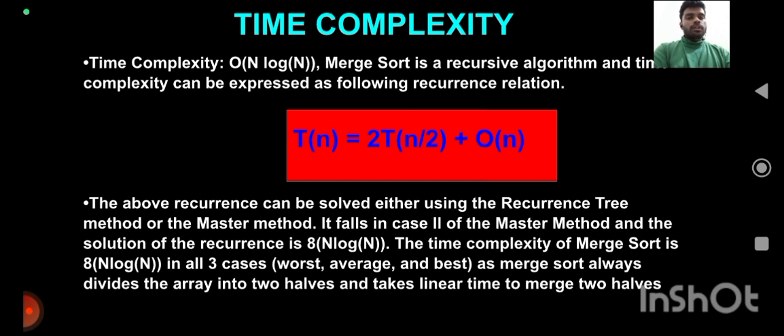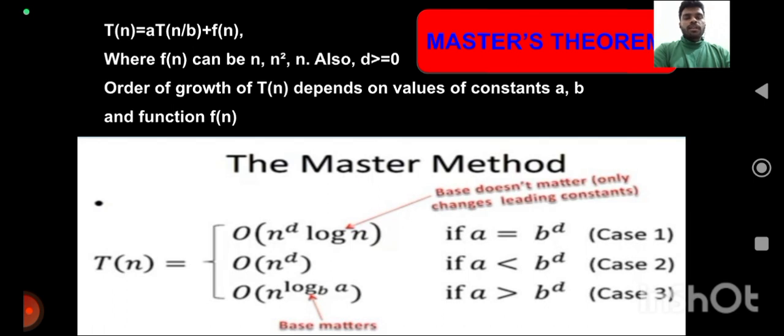And the worst case, average case, and the best case time complexity of the merge sort is big O of n log n. And this equation is according to Master's theorem. We will look at it in the further slides. And the Master's theorem says T of n is equal to a into T of n by b plus f of n, where f of n can be n, n square, n also. And d should be greater than or equal to 0.